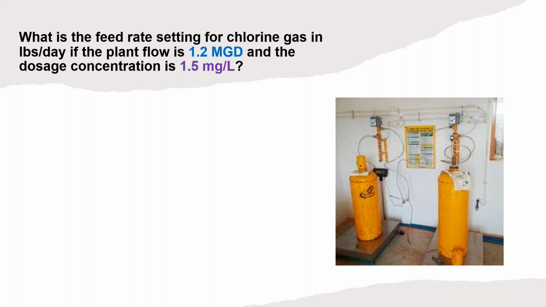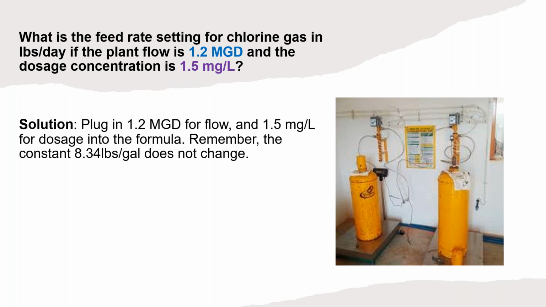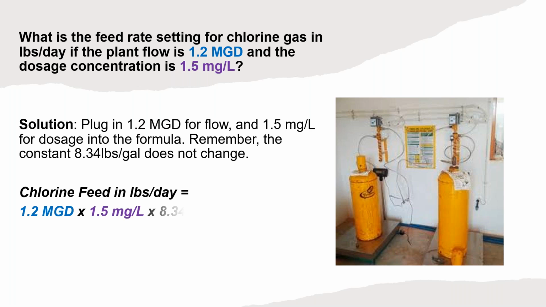So here's our question. What is the feed rate setting for chlorine gas if the plant flow is 1.2 mgd and the dosage concentration is 1.5 milligrams per liter? So we can basically just plug in 1.2 mgd for flow and 1.5 milligrams per liter for the dosage, and the 8.34 pounds per gallon doesn't change. So if we just plug it into our pounds formula, the flow in mgd times the dosage in milligrams per liter, 1.2 times 1.5 times 8.34, we get 15 pounds per day. So we can go to our chlorine rotometer and adjust it so that it reads out 15 pounds per day, and we'll achieve that ideal dosage that we're looking for.